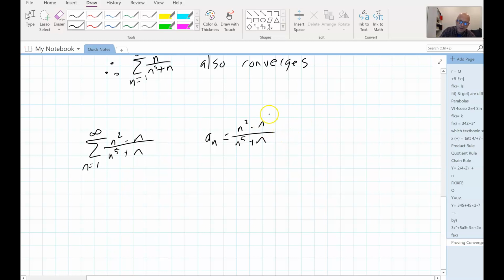And then this still kind of looks like n squared over n to the fifth. So I'm going to choose b sub n to be equal to n squared over n to the fifth, which is really just 1 over n cubed, right? So now I have to establish that a sub n is less than b sub n for a certain n. Now, is that possible?